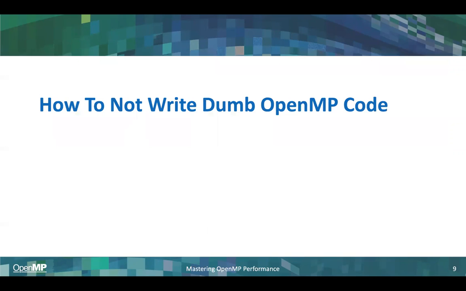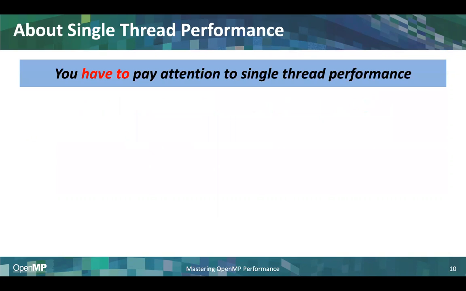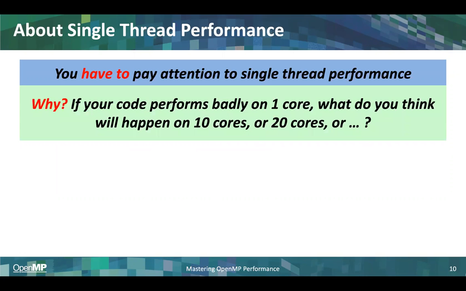So let's get specific. Some guidelines on how to not write dumb code. Well, it all starts with single thread performance, and that's one of those things that few people talk about. But when you start parallelizing your code, there's some homework you need to do. And part of that is that you have to pay attention to single thread performance.